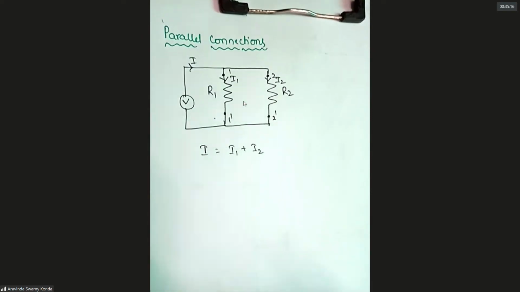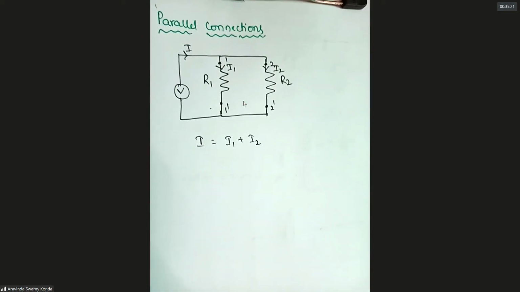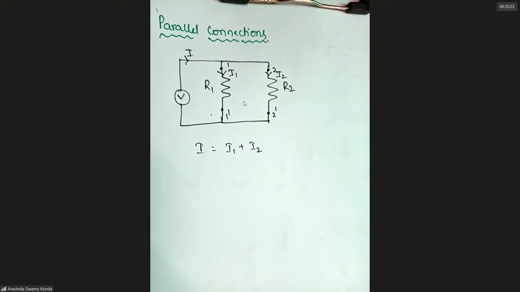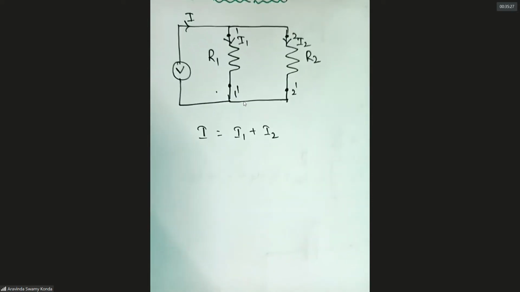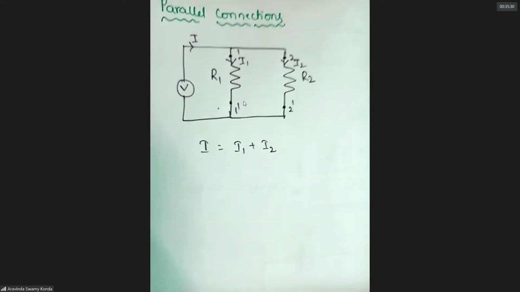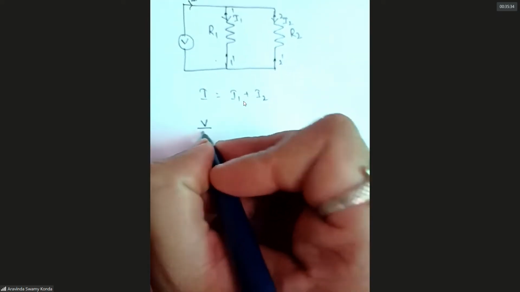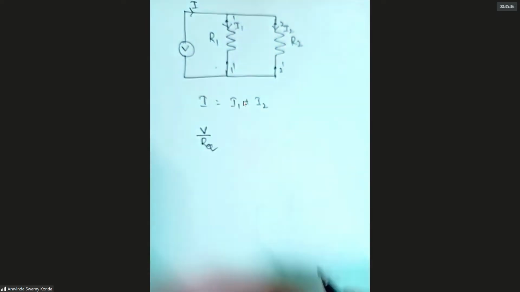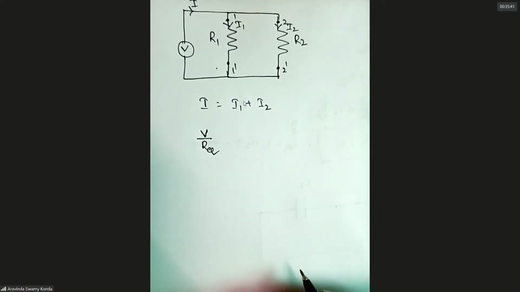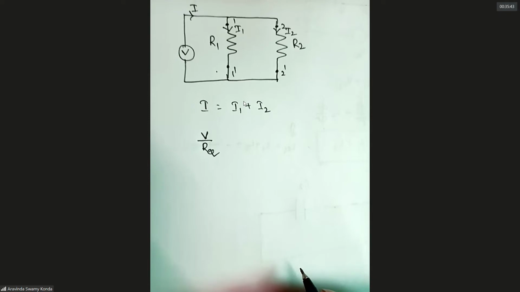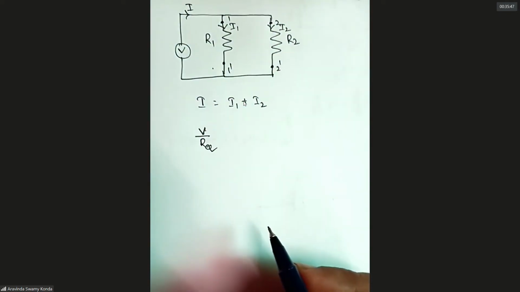See, whichever quantity divides, that is what we take to make the equation. In the previous case we took voltages, because in series the voltage divides; in parallel the current divides, so we take currents. So the total current equals what? Total voltage by total resistance. Am I right or wrong? From Ohm's law, V equals IR, I equals V by R. So total current equals total voltage by total resistance. Am I right?